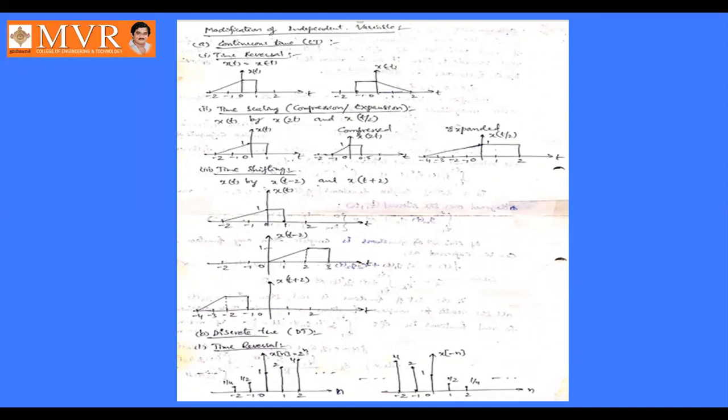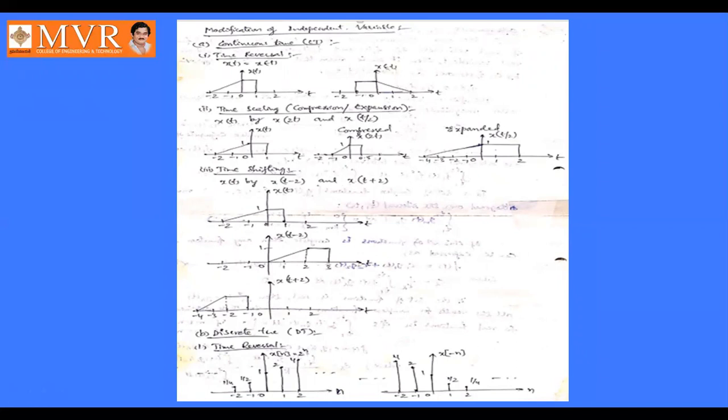Its mirror image is nothing but x of minus t. So it is an exact replica of the original signal, but it will be reflected, that is, a mirror image. So that is called the time reversal property. Next one is the time scaling property.